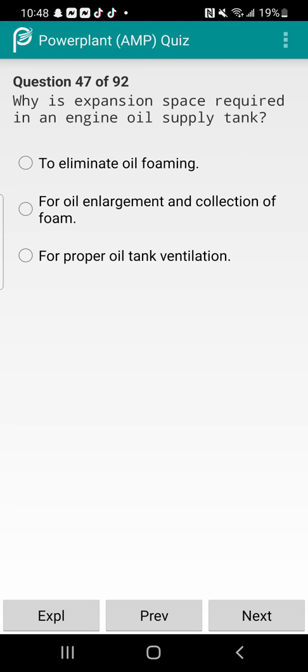Why is expansion space required in an engine oil supply tank? For oil enlargement and collection of foam.